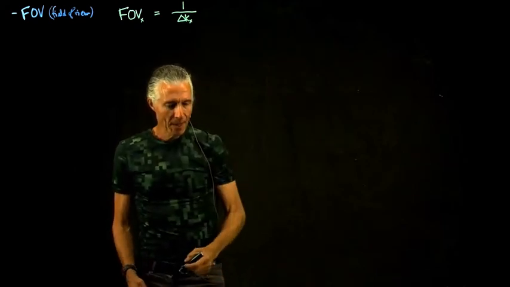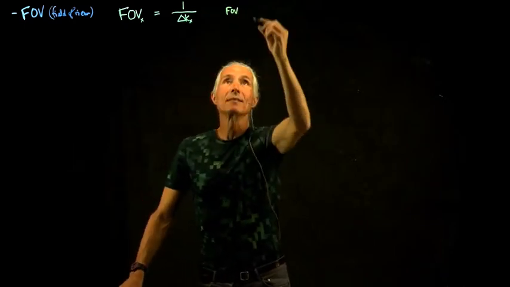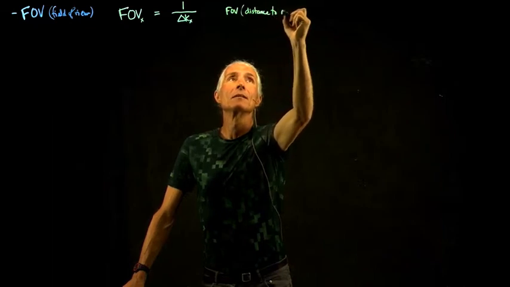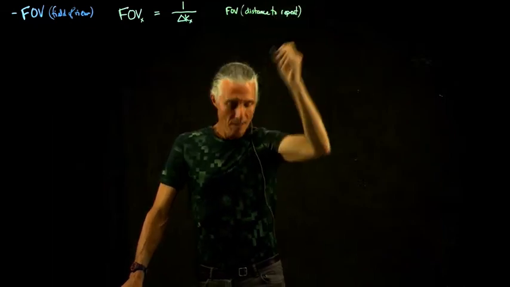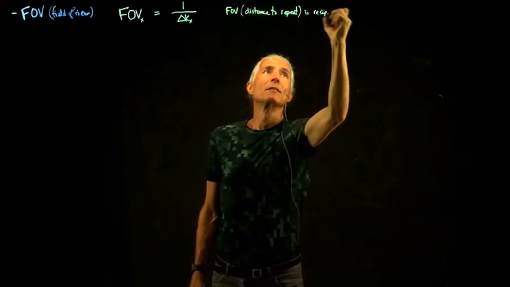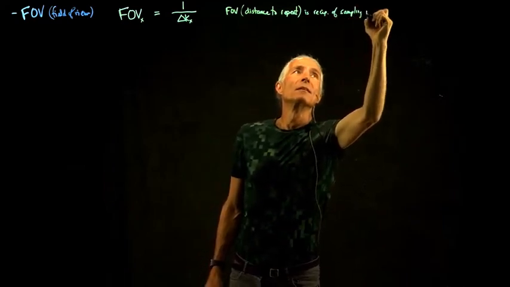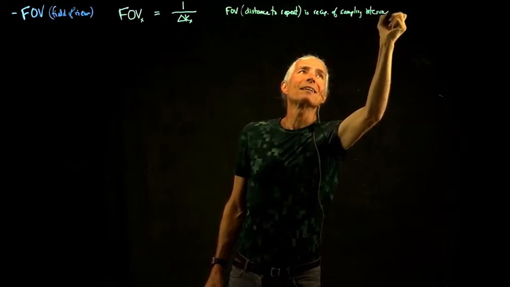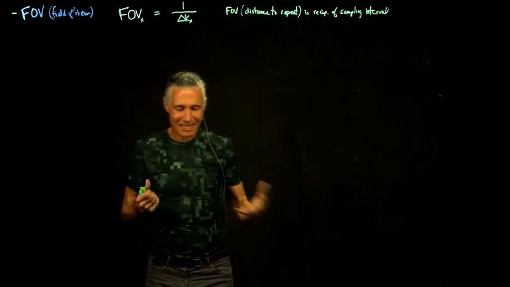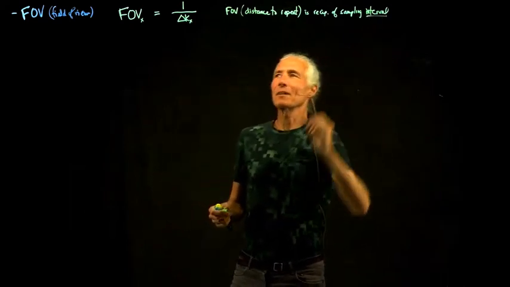So we'll just write that out. FOV, what it really means is distance to repeat. It is the reciprocal of the sampling interval. That's it. And somehow that's very unsatisfying. When I look at that, it just doesn't do anything for me. It just doesn't seem right. But that's what it is.